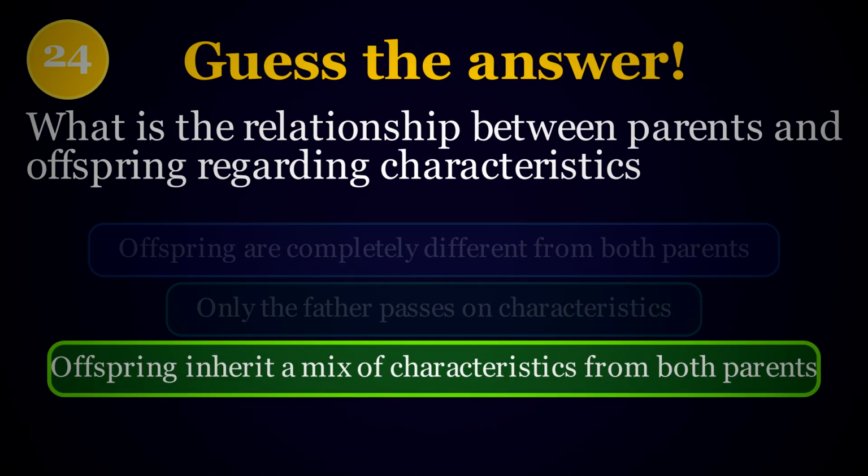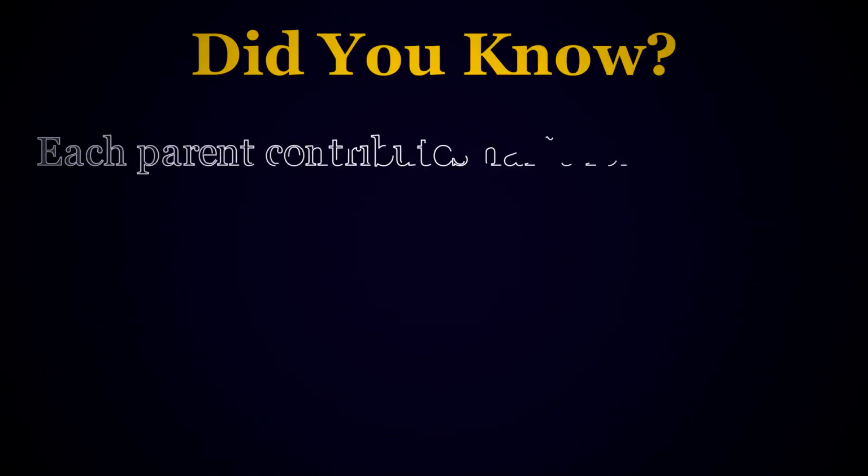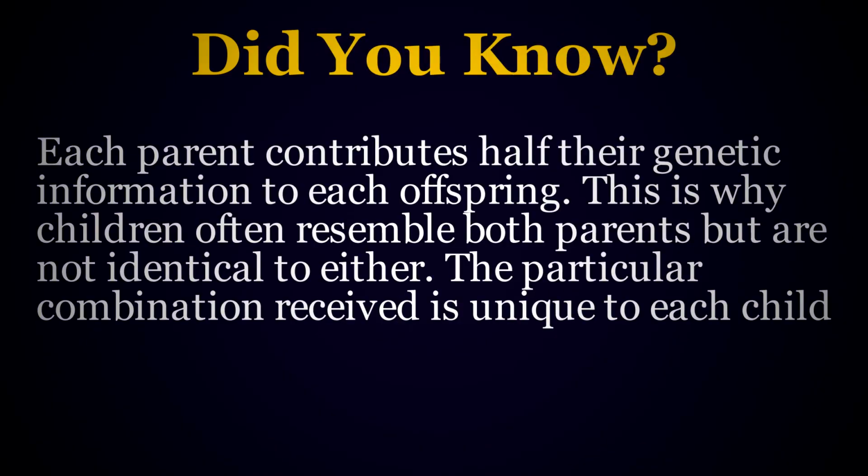The correct answer is, offspring inherit a mix of characteristics from both parents. Here's an interesting fact: each parent contributes half their genetic information to each offspring. This is why children often resemble both parents but are not identical to either. The particular combination received is unique to each child.